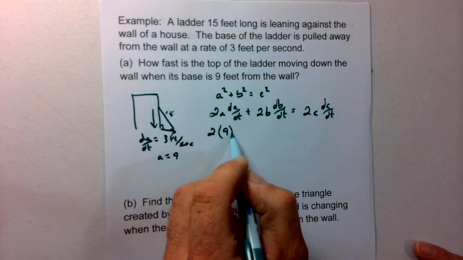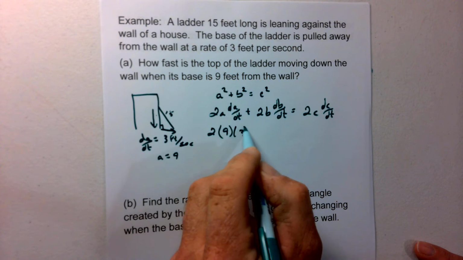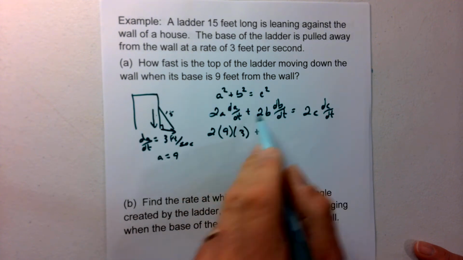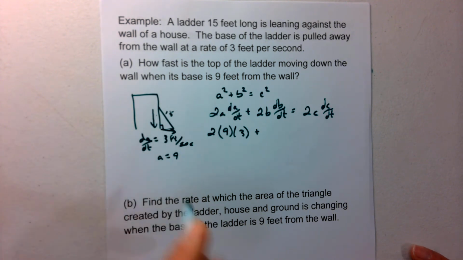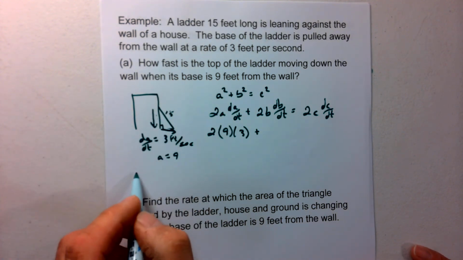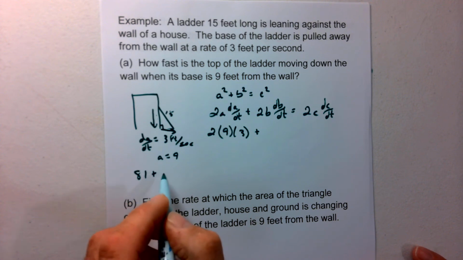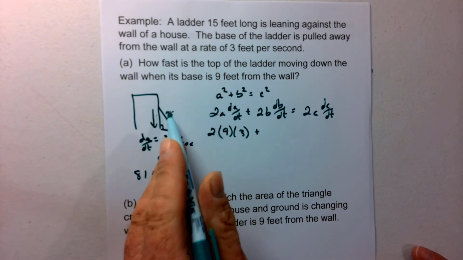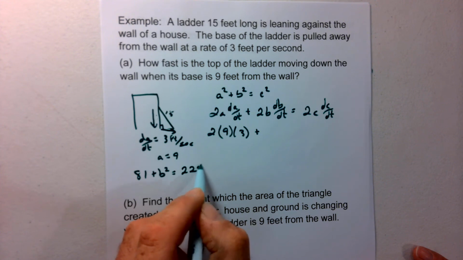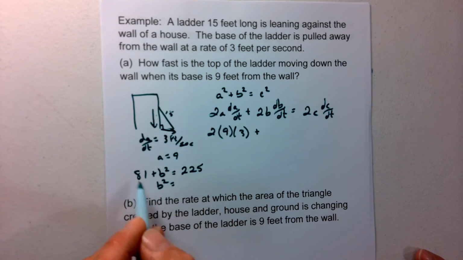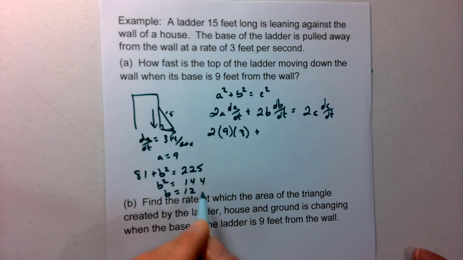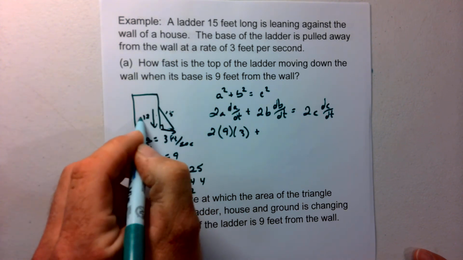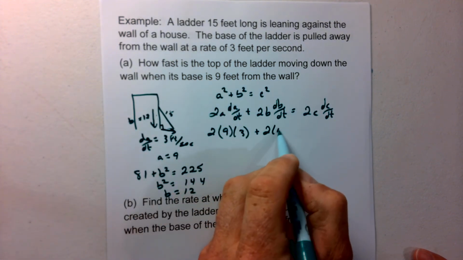We know a is 9 and dA/dt is going to be 3. Do we know b? Well, if we know this is 9 and this is 15, we know that a squared plus b squared equals c squared, don't we? So we know that 81 plus b squared has to equal the square of 15, which is 225. Go and subtract that off, and we end up with 144 equals b squared. So b equals a nice round 12, doesn't it? So we got our b value, which is 12.